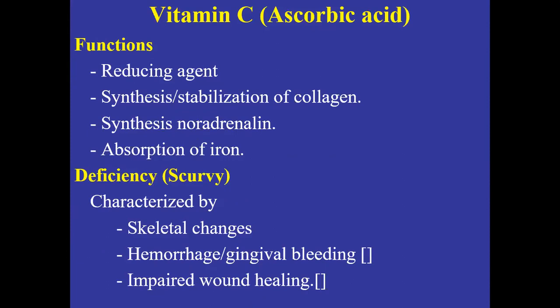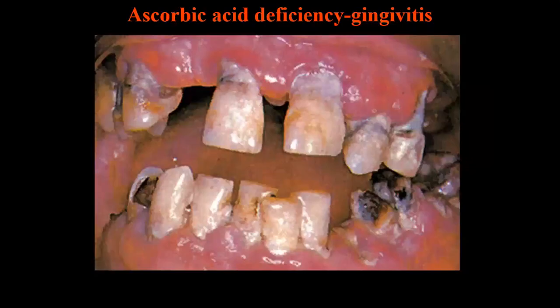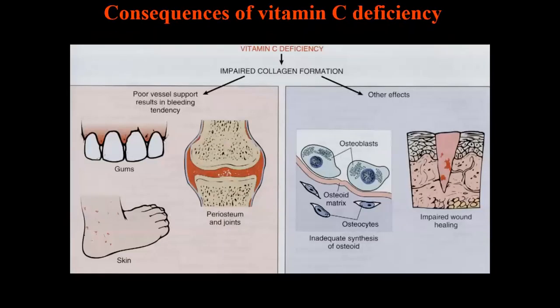فيتامين سي أو الاسكوربيك أسيد، الفانكشن هو reducing agent, stabilization of collagen, synthesis of noradrenaline and absorption of iron. Deficiency: الديزيز يسموه سكيرفي، يسوي لنا skeletal changes, hemorrhage, gingival bleeding and impaired wound healing. This is the ascorbic acid deficiency. شوفوا gingivitis, it is very ugly. الكونسيكونس of vitamin C deficiency هو impaired collagen deposition إذا بالتشو وبالبون وبالجم وبالwound healing.